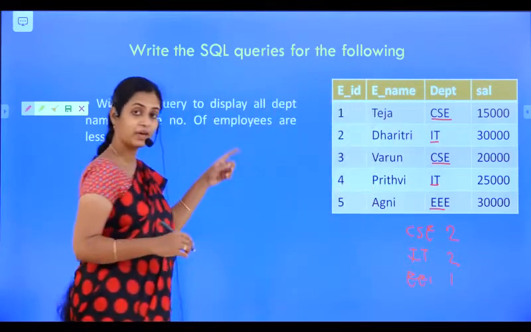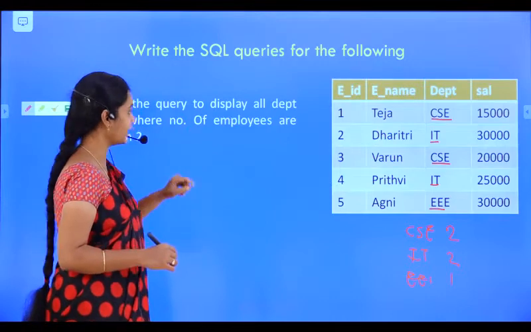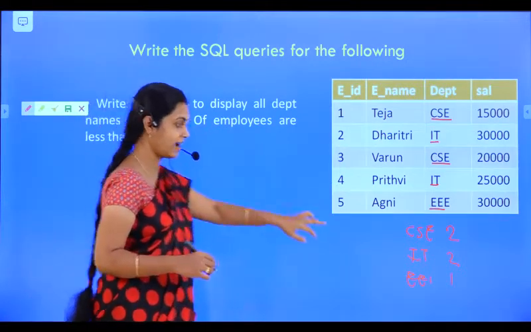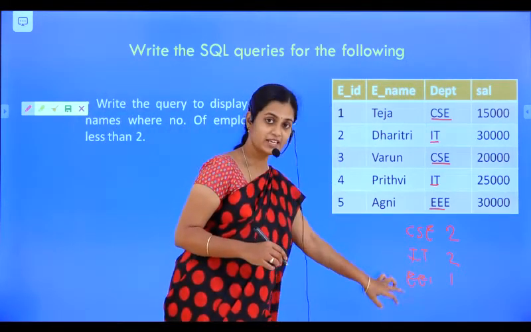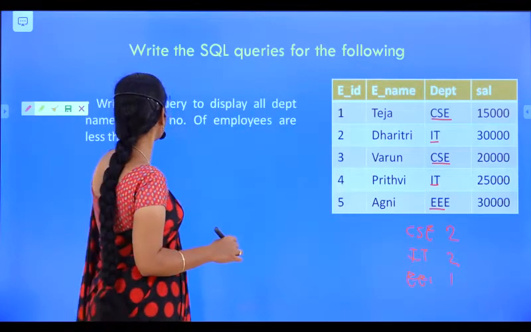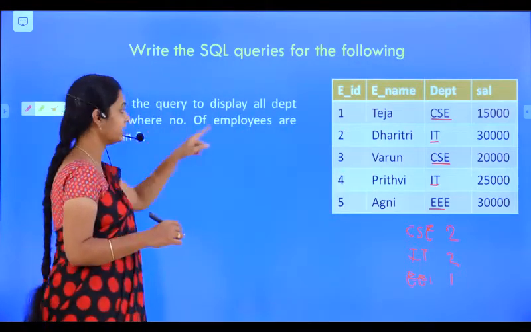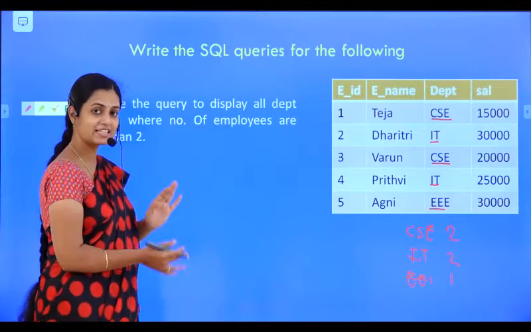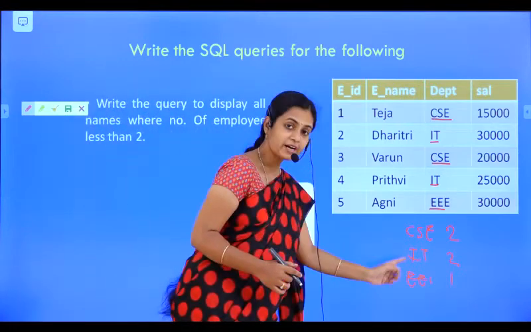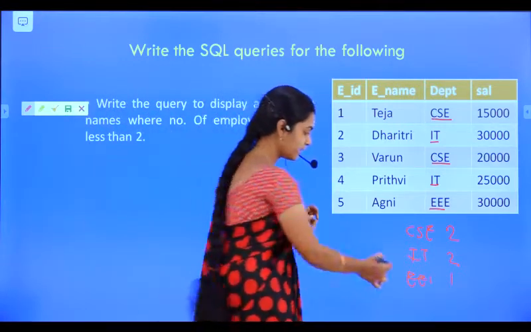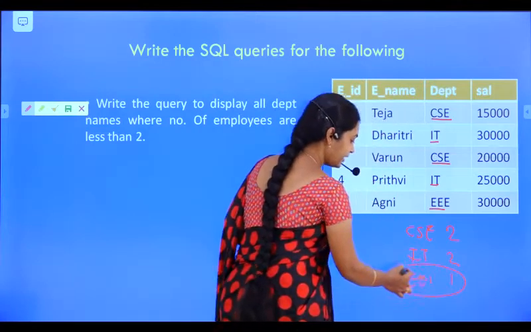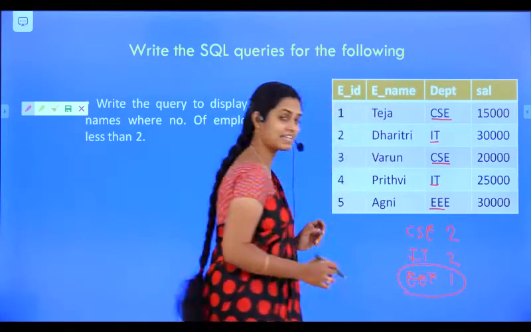So what is the query here? In this query we need to display all the department names where the number of employees is less than 2. In which department are the employees less than 2? In the department EEE we have fewer than 2 employees.